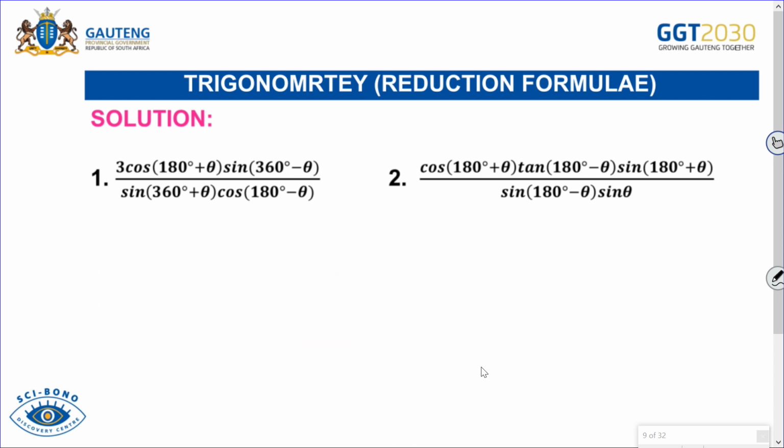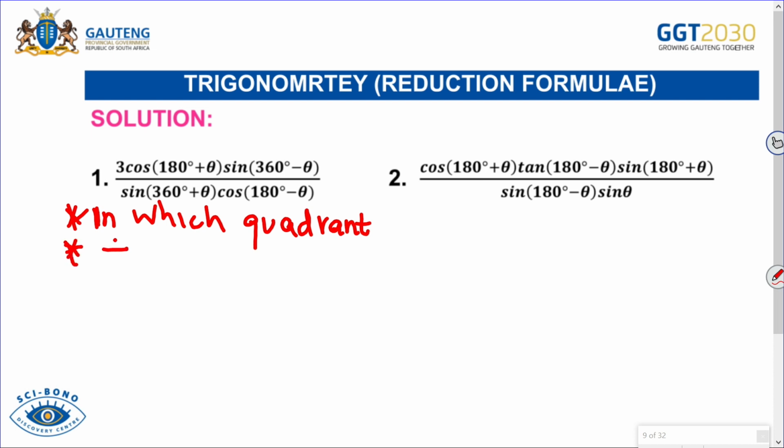Okay, let's look at example number 1. You are given 3 cos of 180 degrees plus theta, sine of 360 degrees minus theta, all over sine of 360 degrees plus theta, and then cos of 180 degrees minus theta. Before you start solving reduction formulas, you must always ask yourself: your trig ratio is in which quadrant? You must check, is it in quadrant 1, 2, 3, or 4? And after getting that, you ask yourself, whatever trig ratio you're talking about, in that particular quadrant, is it positive or negative?